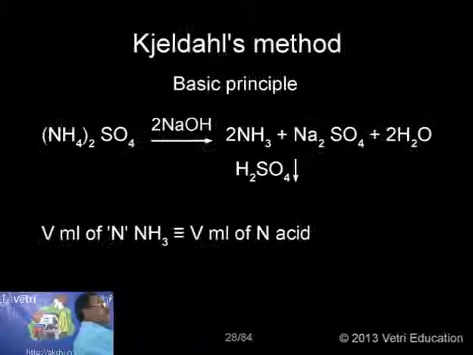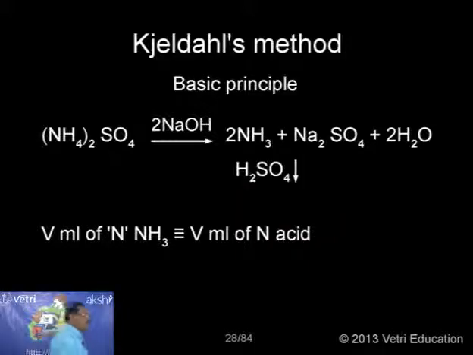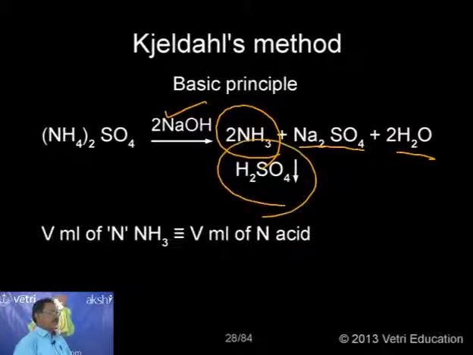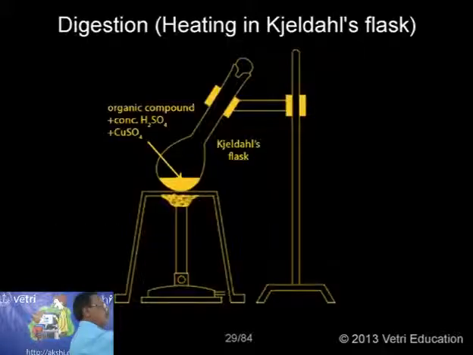So what will happen now? This ammonium sulfate, when treated with sodium hydroxide, is converted into ammonia, sodium sulfate and water. This ammonia gas we have to pass into a known quantity and concentration of standard acid, HCl or sulfuric acid. Then, the remaining amount of unreacted acid we have to back titrate with sodium hydroxide, and from the volume of acid consumed we can determine the amount of ammonia, and from that the percentage of nitrogen. This is the procedure.